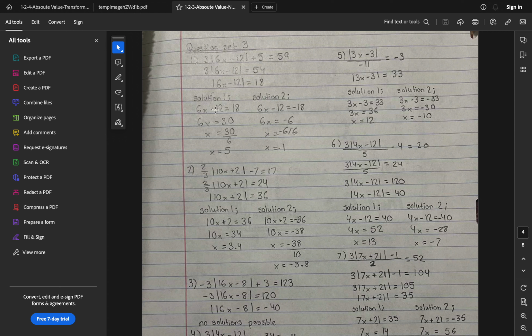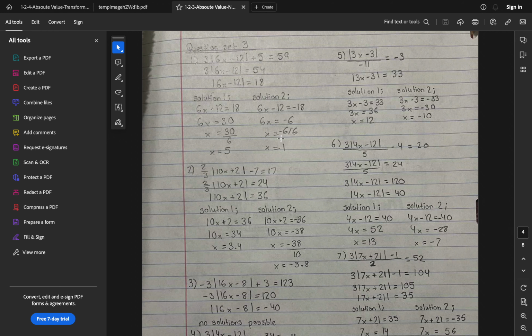So once again, we have to make it two different solutions, two possibilities where it's equivalent to 18 and where it's equivalent to negative 18. We rearrange for both. For the first one, we get 6x is equivalent to 30, x equivalent to 30 over 6, x equivalent to 5. Second solution, we get 6x is equivalent to negative 6, x is equivalent to negative 6 divided by 6, and x is equivalent to 1.